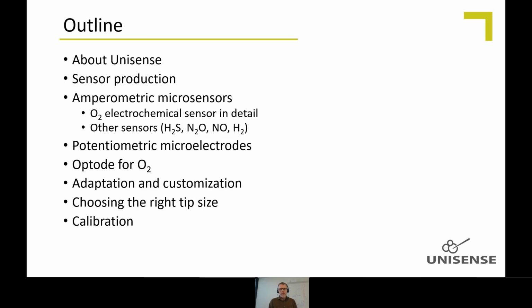So the outline for the presentation now is I'll present Unisense briefly to those of you who don't know Unisense. Mention something about sensor production. Then I'll go in detail with the amperometric microsensors. I will go very much in detail with the oxygen sensors, and then less detail with the other sensors. Then I'll talk about the potentiometric microelectrodes, the optode for oxygen, and then we can do a lot of adaptations and customizations of our sensors to fit the exact need you have, and I will talk a bit about that.